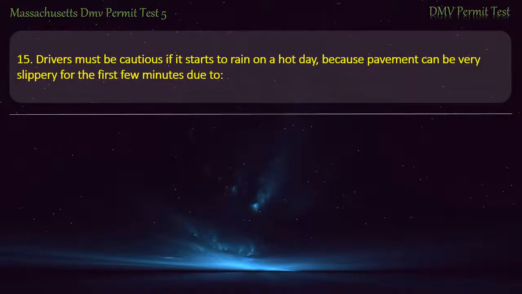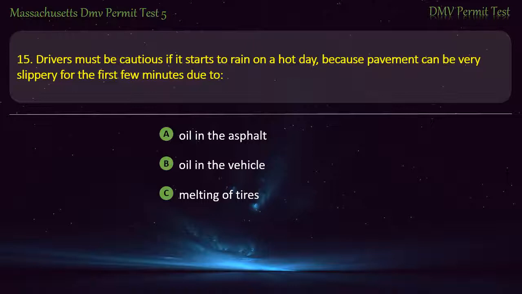Question 15. Drivers must be cautious if it starts to rain on a hot day, because pavement can be very slippery for the first few minutes due to oil in the asphalt. Oil in the vehicle. Melting of tires. Water in the asphalt.